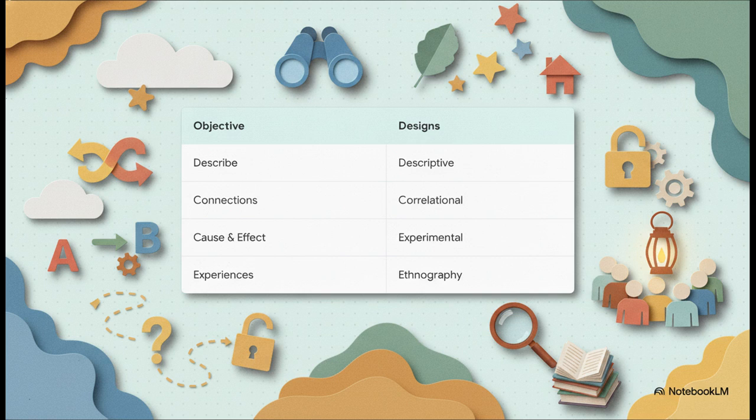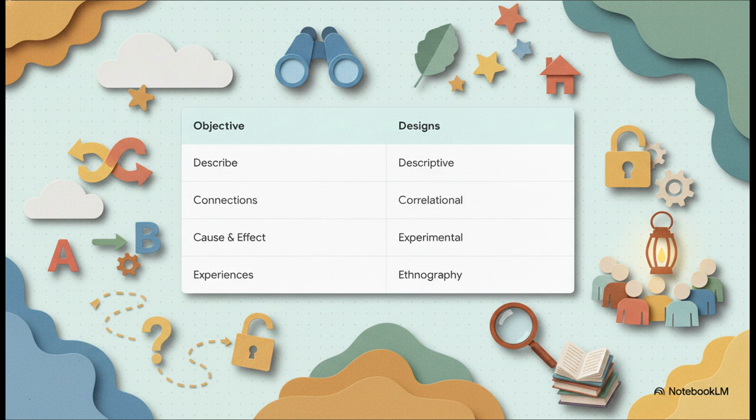You aren't manipulating anything there, you're just observing. But if you want to find connections or trends to see how variables interact without necessarily proving one caused the other, well, then you rely on a correlational design. Now, what about establishing cause and effect? That is the holy grail for a lot of researchers. If you want to prove that A absolutely undoubtedly causes B, you need an experimental design, specifically randomized controlled trials.